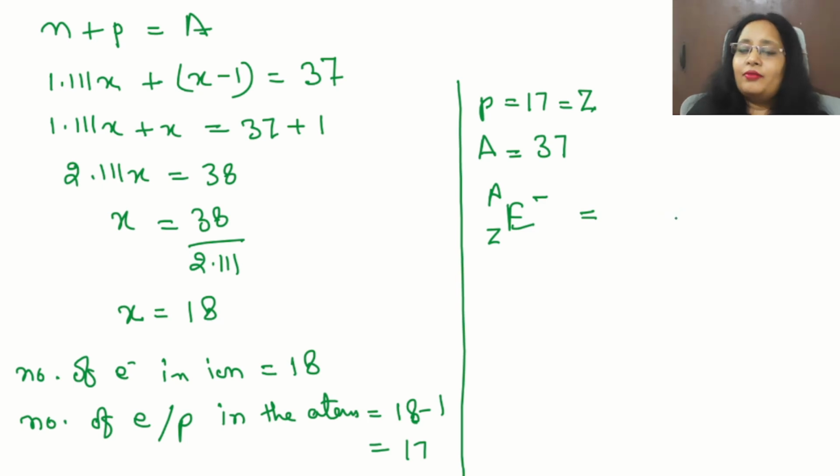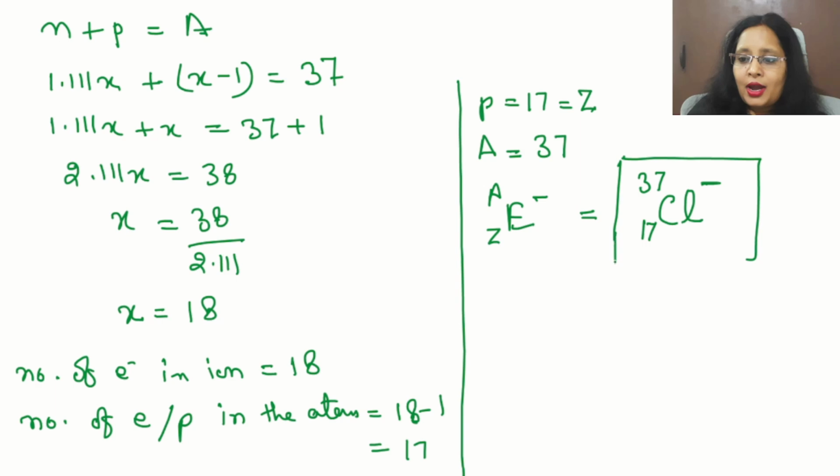We have to memorize this thing. Till 30 we have to memorize. So 17 belongs to chlorine, that is fixed. So we can write the element E's symbol as chlorine. Here it is 17, it is 37, and because it is an ion, it becomes -1. So this is the symbol of the ion the question is talking about. This is the final answer.